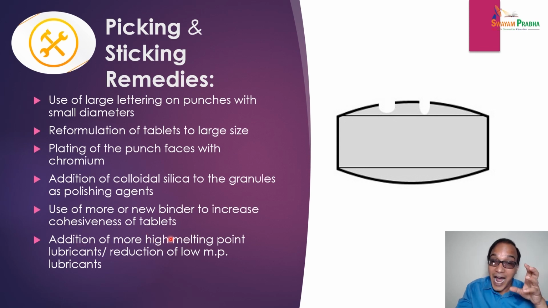Addition of more high melting point lubricants, leading to reduction of low melting point lubricants. So use a smaller amount of low melting point lubricants and a higher amount of high melting point lubricants. High melting point lubricants have the tendency to avoid picking and sticking, while low melting point lubricants are always more or less associated with picking and sticking. So these are the remedies for picking and sticking. One by one, you can correlate the defects and the remedies yourself.